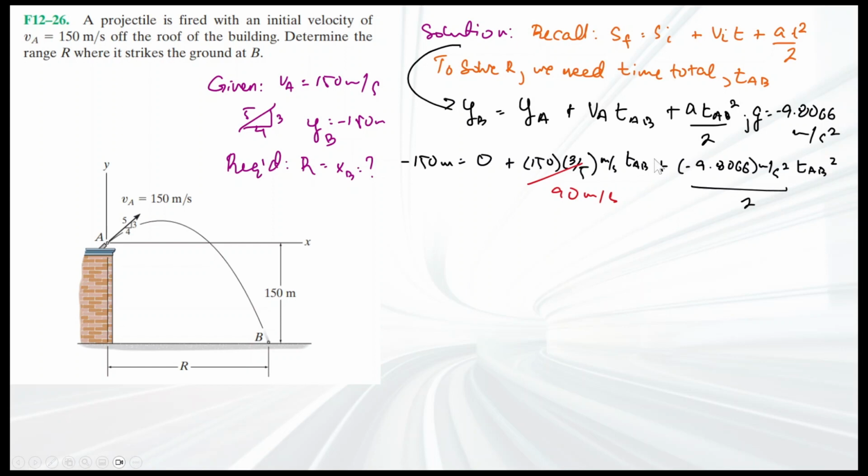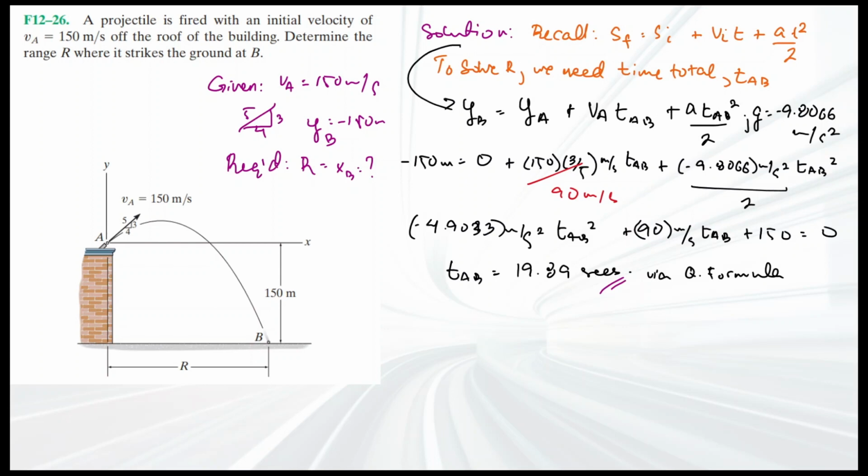So for simplification, same times TAB. And of course, substitute our negative acceleration due to gravity. That'll be negative 9.8066 divided by 2, and then, of course, TAB squared. Now, further arranging the equation, we will have this. Then I was able to solve this by quadratic formula and chose 19.89 seconds. The other solution doesn't make sense. Okay. Good. All right. Next. So the total time traveled here is 19.89 seconds by a quadratic formula.